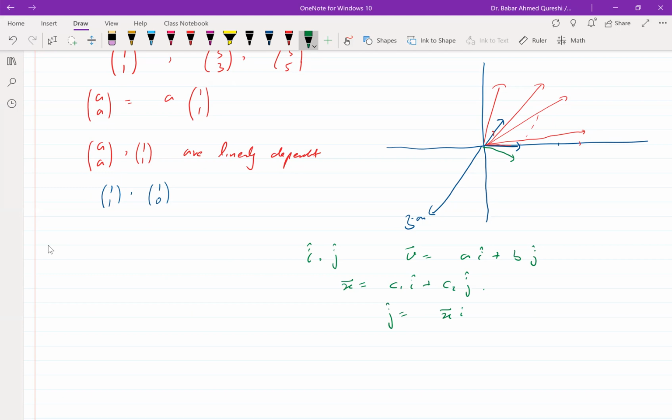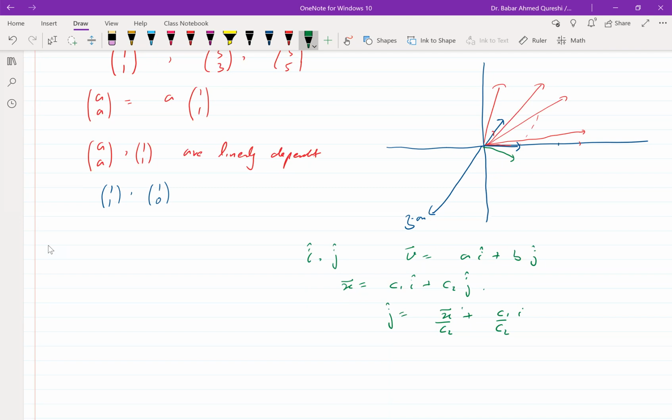x over c2 minus c1 i over c2. So that means these three, x, i and j, are linearly dependent, because x was composed of i and j.